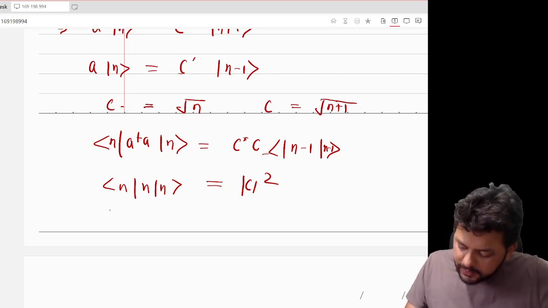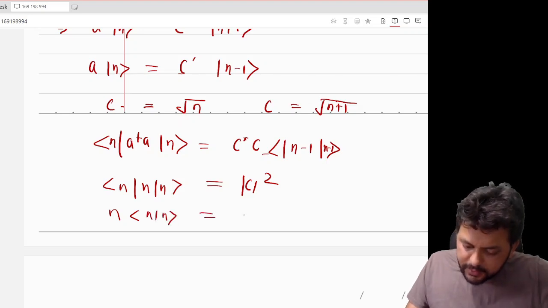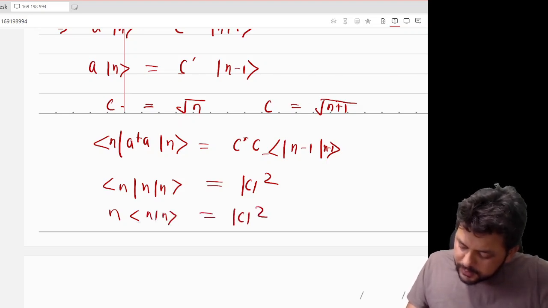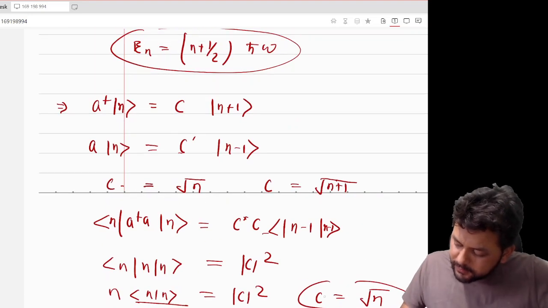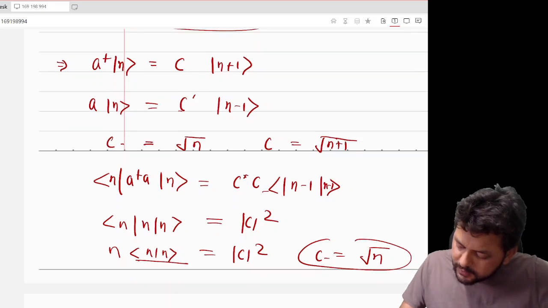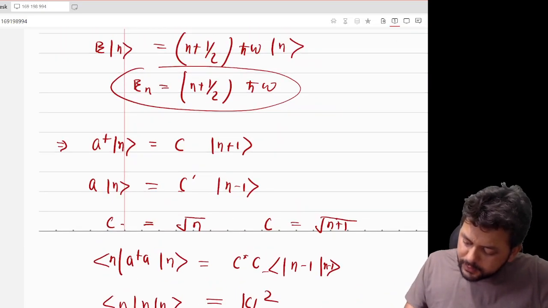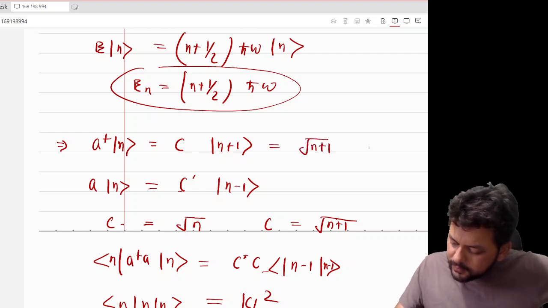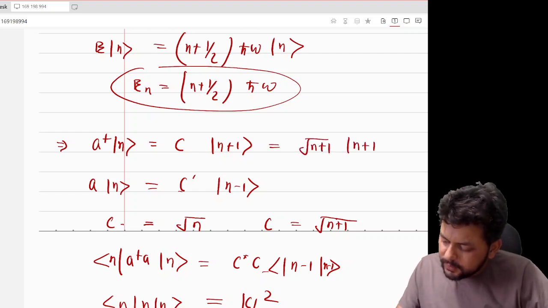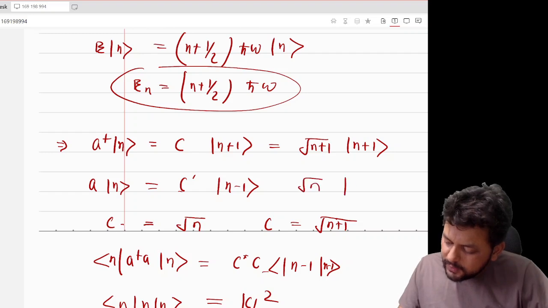So from here, take n outside, so <n|c|n> mod square becomes 1, so c is equal to under root of n. c minus is under root of n. So here you have to put your wave function as under root n plus 1, and here it is root n minus 1.